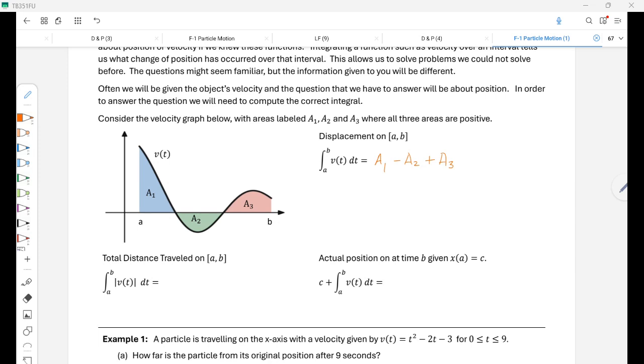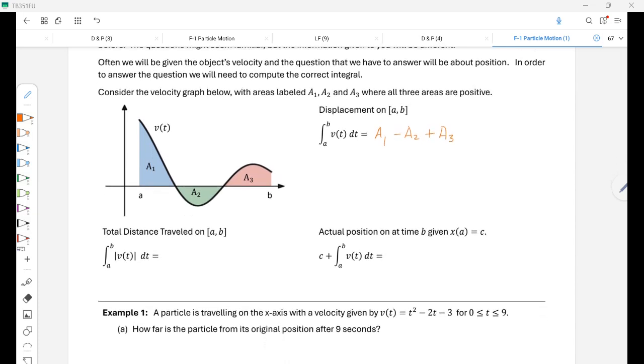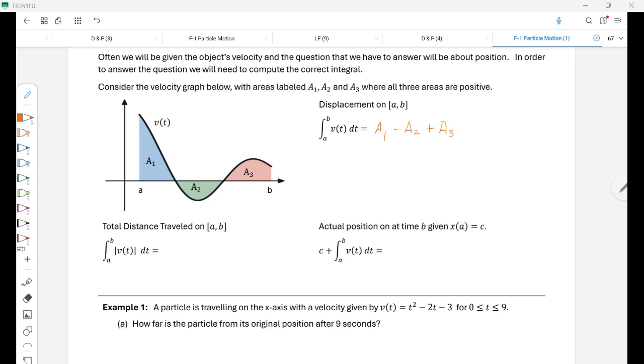Going straight down from that one, displacement is how far you moved. If you want to know where you're actually at, you need a starting position, right? So if you want your actual position, you just take your initial position and add the integral to it. So this would be the same thing with a C plus at the beginning of it, A1 minus A2 plus A3.